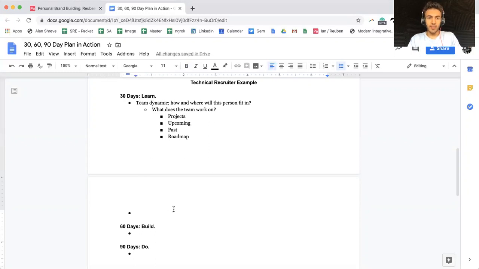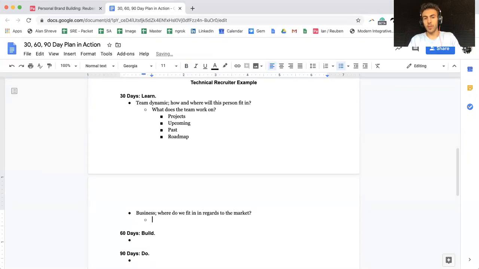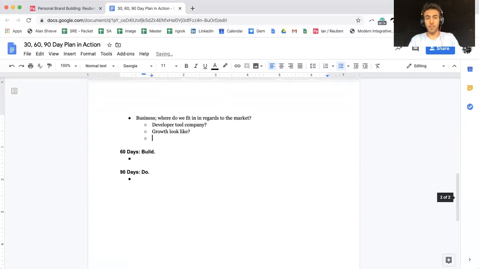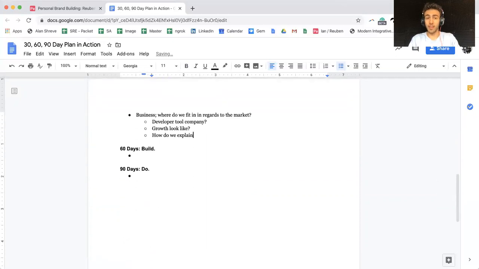Now we need to understand the business. Where do we fit in with regards to the market? Are we a developer tool company? What does growth look like? How do we explain people? That's super important. What brings them here? Very, very important. What brings them here?